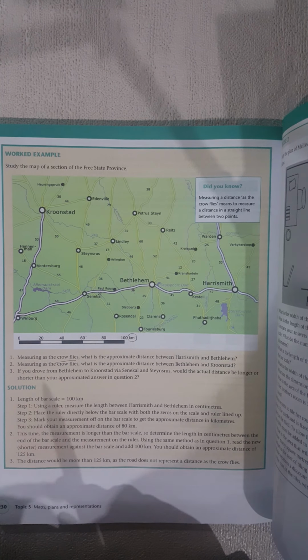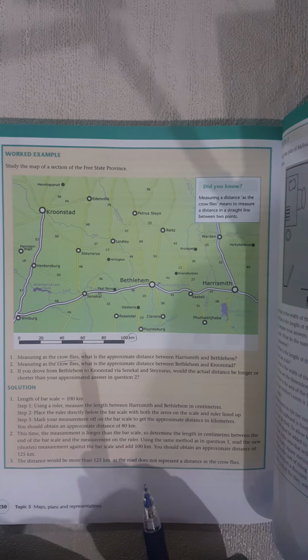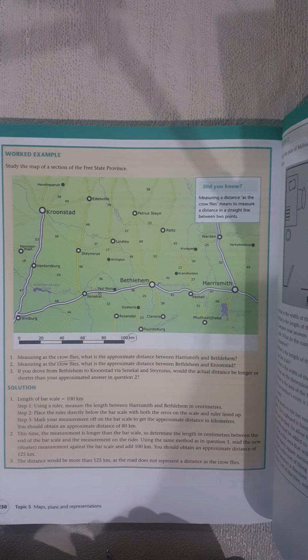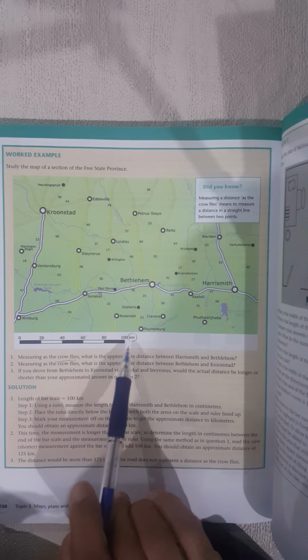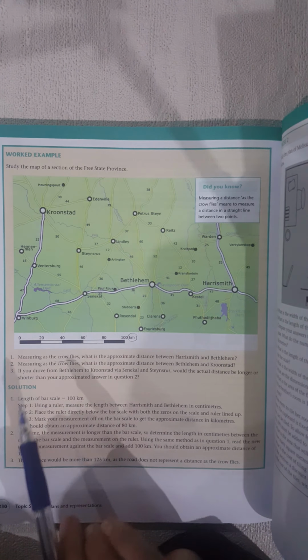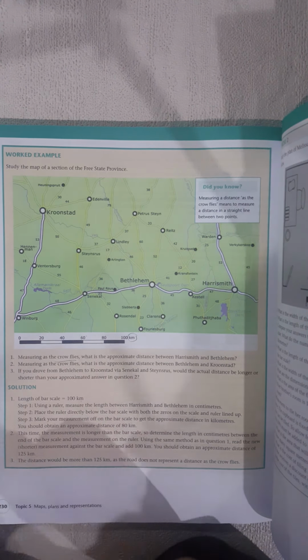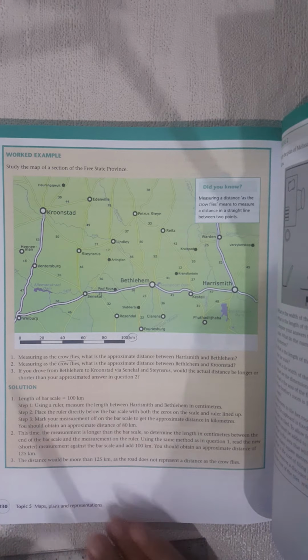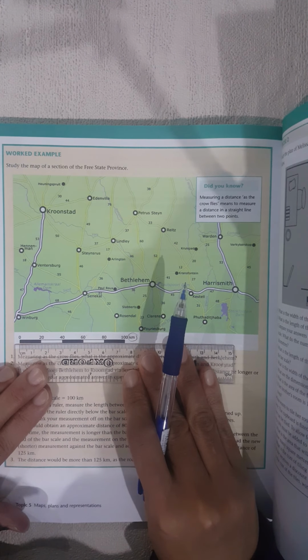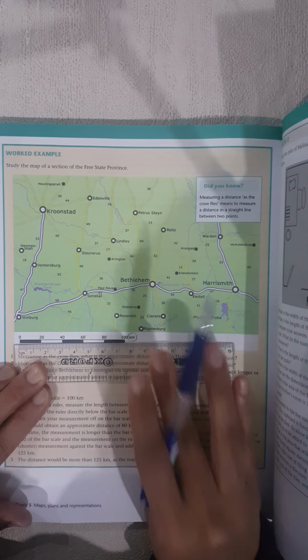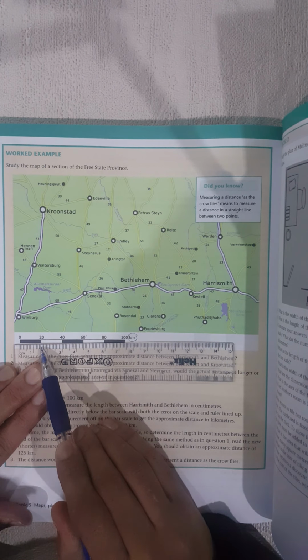Now we're looking at a picture of a map. Okay, we're on page 230 of your textbook. This is a map of the Free State province, and it's showing you a few towns, and then it has a bar scale at the bottom representing a certain number of kilometers. If we look at this bar scale, you can see that if I take my ruler and put it on there, each block of the bar scale is 1.5 centimeters.